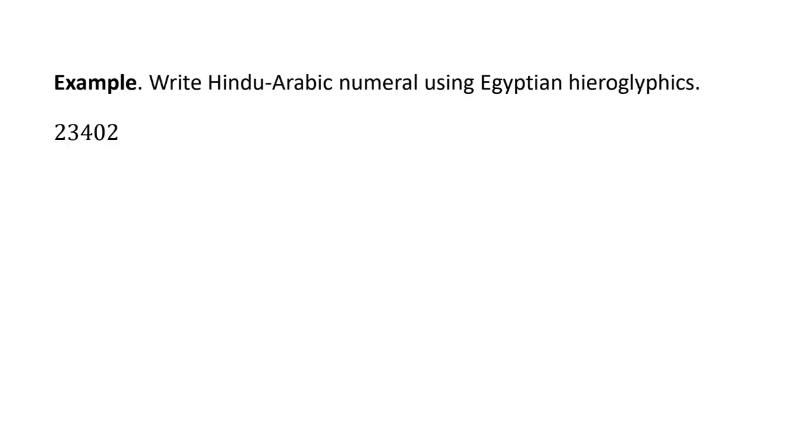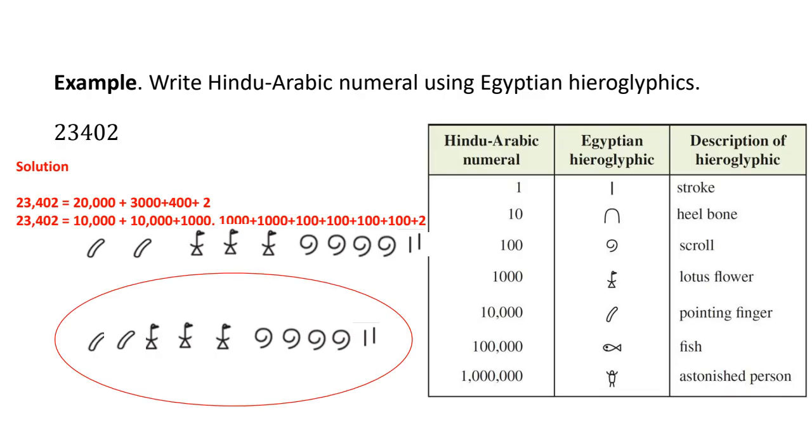Let's do another example. So now I'm going to do it backwards. If I have a number in Hindu Arabic, can we write it in Egyptian hieroglyphics? The way that I would start is by decomposing the number. So 23,402, you can write it as 20,000, and then the 3 is in the place of the thousands, plus 3,000. The 4 is in the place of the hundreds, so plus 400, plus 2.